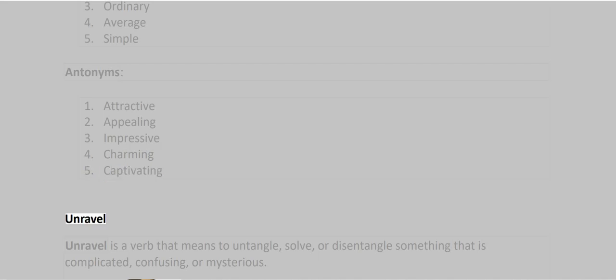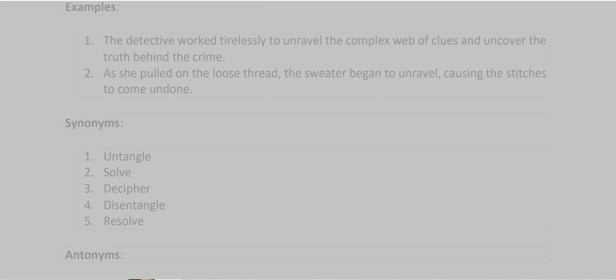Unravel. Unravel is a verb that means to untangle, solve, or disentangle something that is complicated, confusing, or mysterious. Examples. 1. The detective worked tirelessly to unravel the complex web of clues and uncover the truth behind the crime. 2. As she pulled on the loose thread, the sweater began to unravel, causing the stitches to come undone.